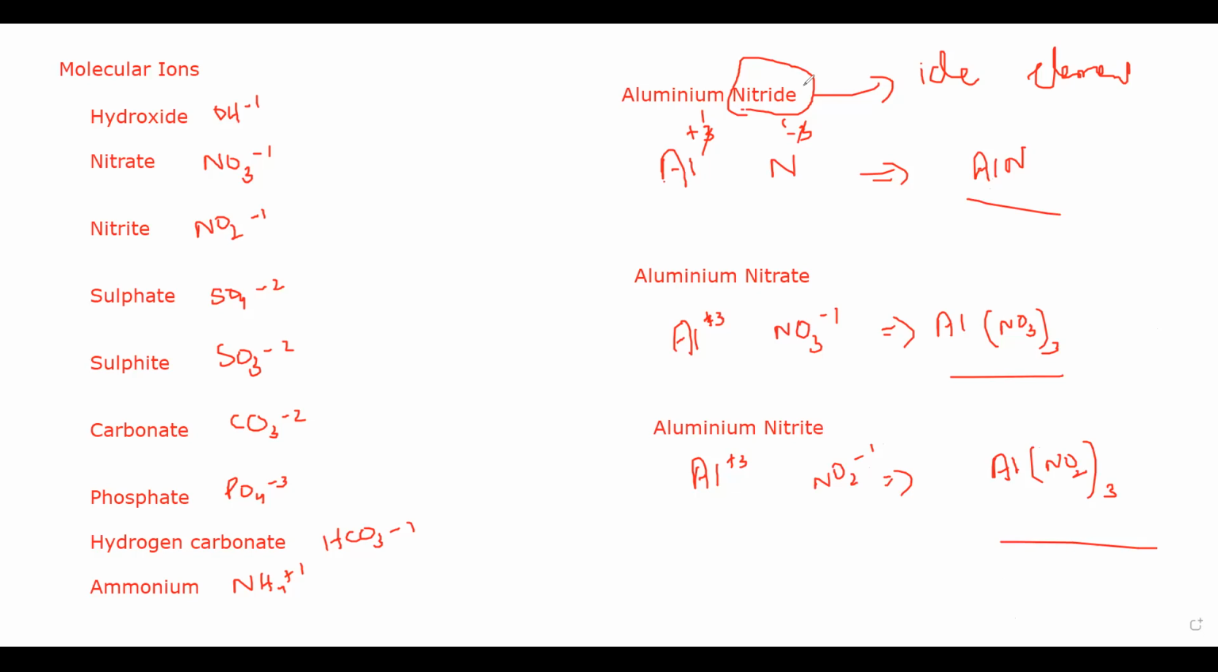So whenever IDE alone is there, it means they're asking for that element's valency. But if it is nitrate or nitrite, then the part which you have learned, their valency, you have to use and write the formula. Is it clear? So these are the valencies which you have to memorize along with the formula. I'll give another example.